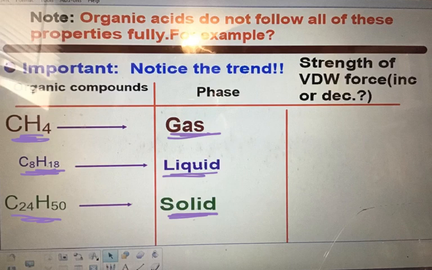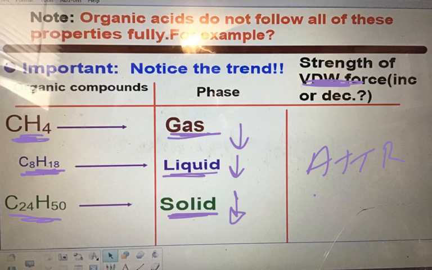So what if someone asked you what's going to happen as the number of carbons increases? What's happening to the strength of van der Waals attraction? If you're going from a gas to a liquid to a solid, is your intermolecular attraction increasing or decreasing? The attraction is actually increasing. Does that make sense, that solid things have a stronger intermolecular attraction than things in the gas phase? Okay, good. So as you have more and more carbons, the larger the molecule, the more the intermolecular van der Waals attraction increases.